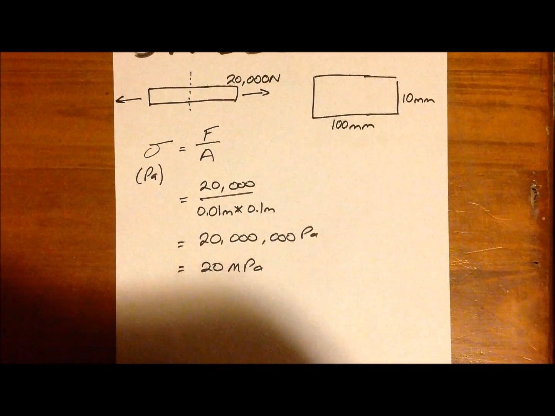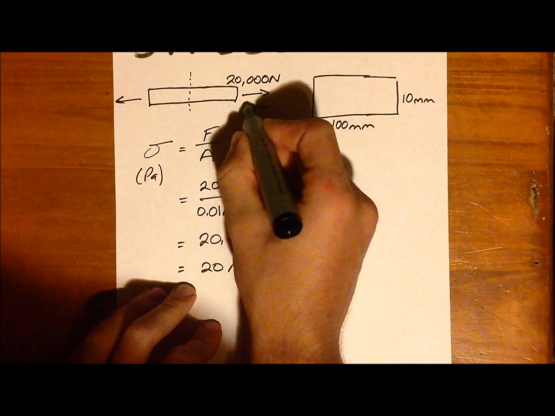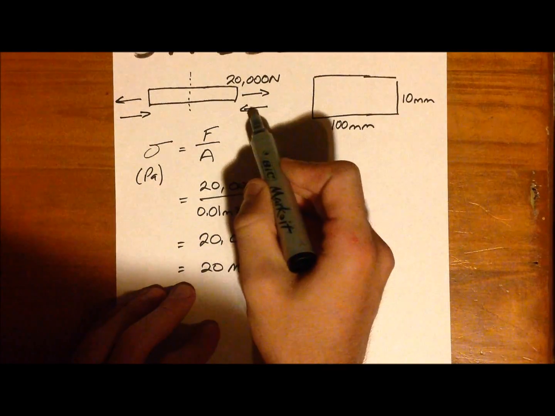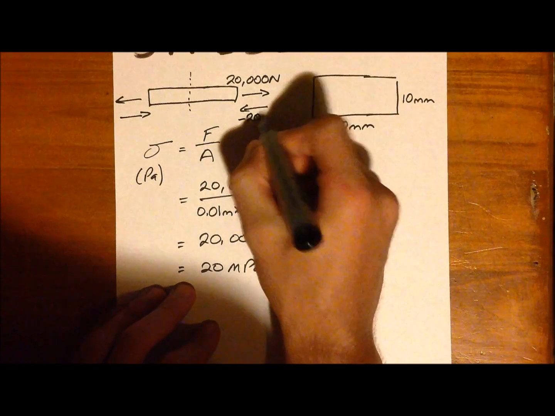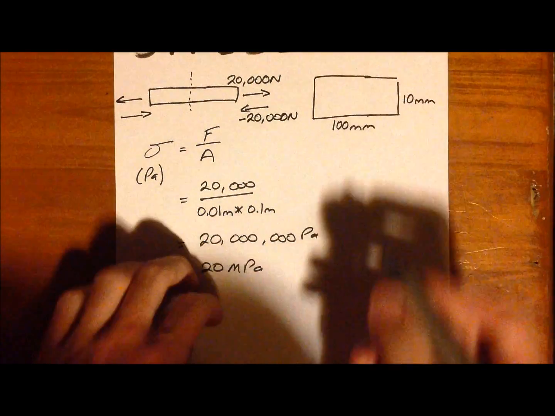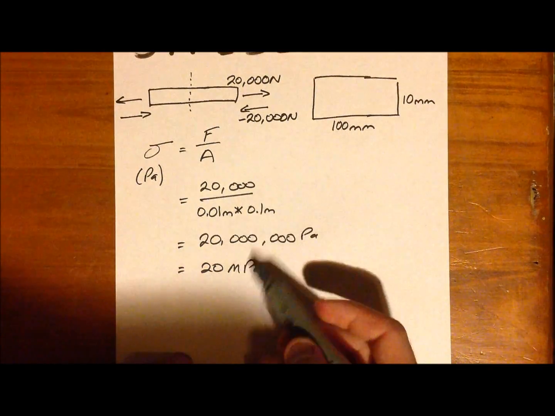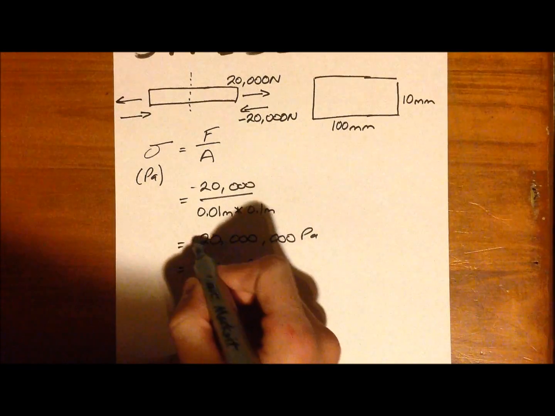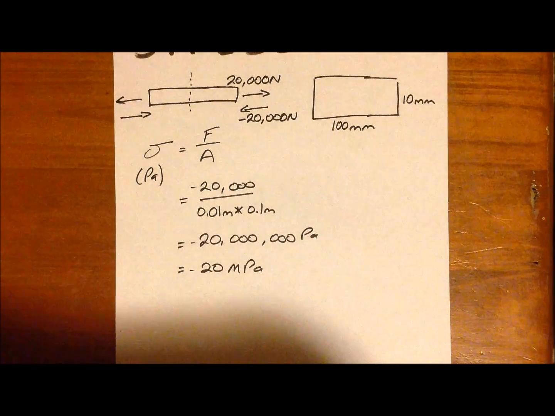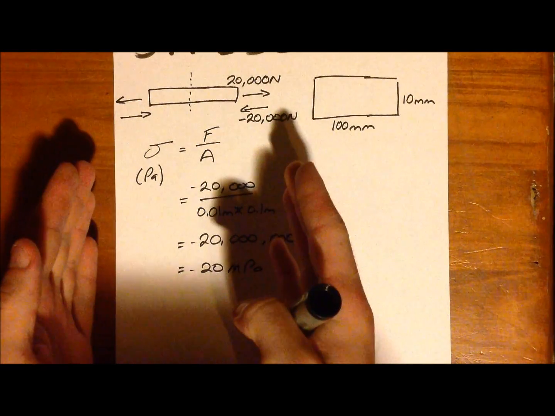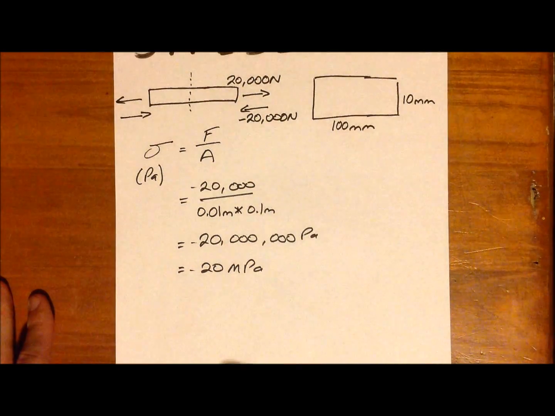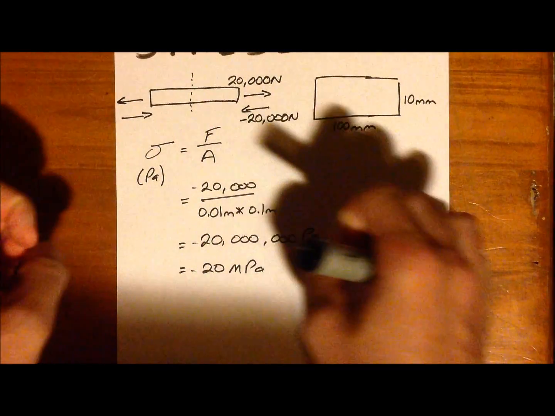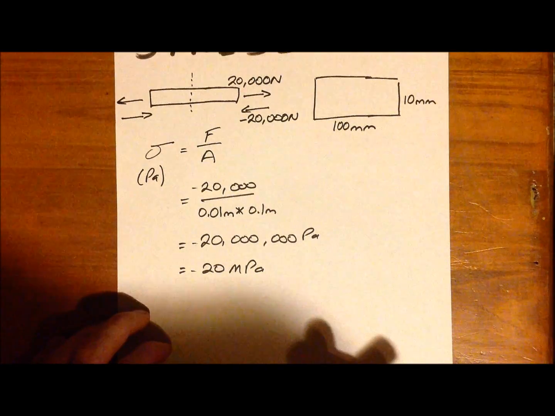So the way we do that is if we were to compress it, these arrows, because they're in the opposite direction, we can just put a negative next to the force. So we go through the same process, but we add a negative wherever we see 20,000. Ultimately these will become negative. So if we were to start pushing it or compressing it, it would have a normal stress of negative 20 megapascals, whereas with the tension, pulling it apart at the same force, we would have a positive normal stress.